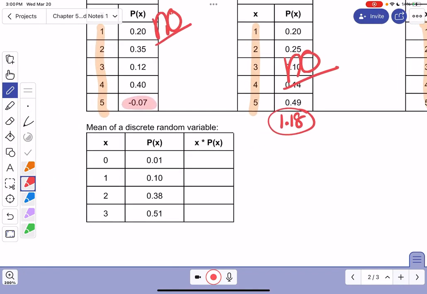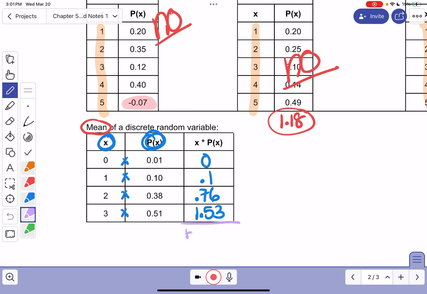Sometimes you want to find the mean of a discrete random variable. You either need that mean to estimate some things later, or you are asked to find it, and we'll show you where those come from. The mean is just like finding the weighted mean as before, or the grouped average. You're just going to take that variable and multiply it by the probability for each thing. So we would do 0 times 0.01 and get 0. 1 times 0.1 and get 0.1. 2 times 0.38 and get 0.76. 3 times 0.51 and get 1.53.